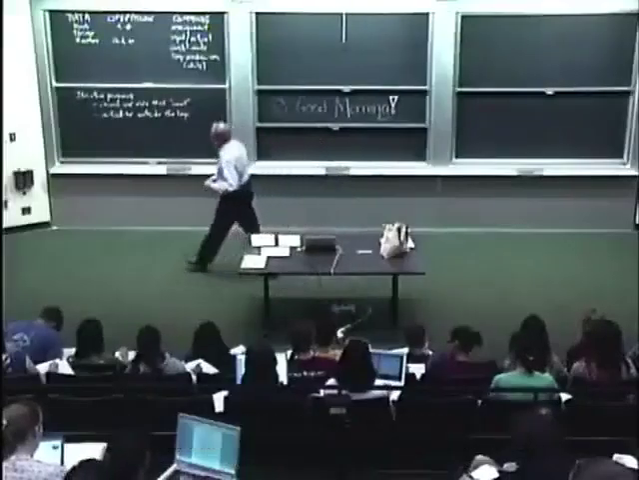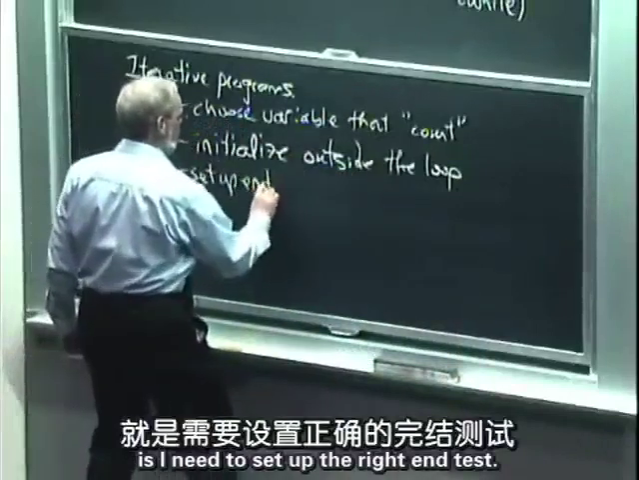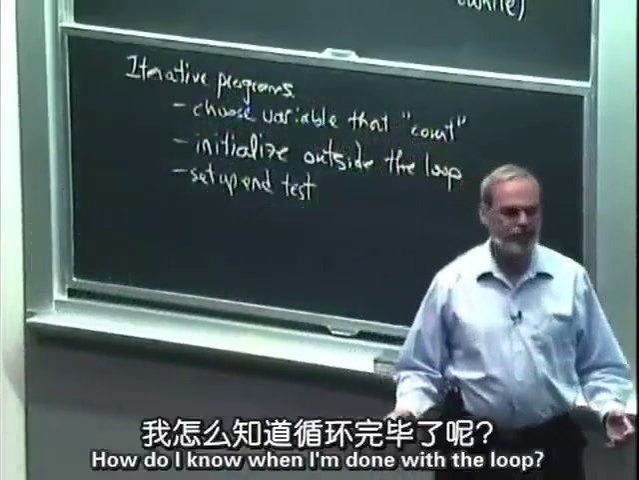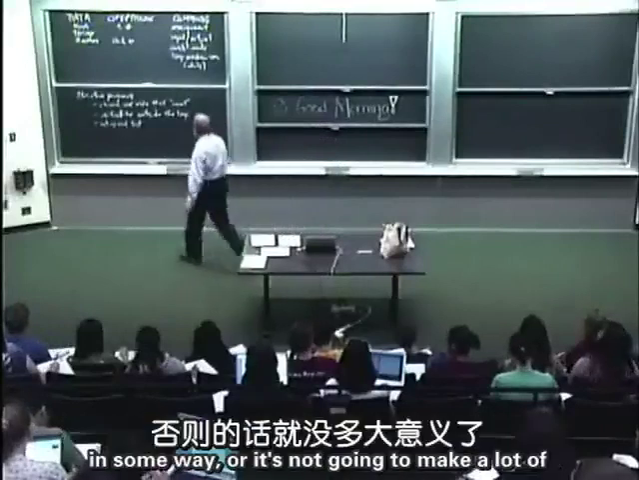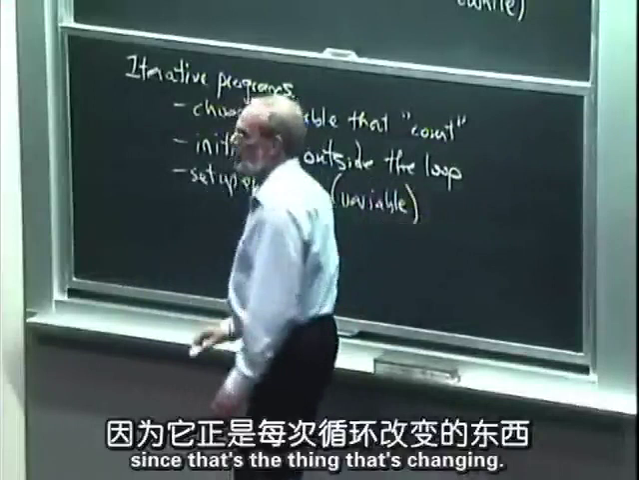The third thing I'm going to do is I need to set up the right end test. How do I know when I'm done with the loop? And obviously that ought to involve the variable in some way, or it's not going to make a lot of sense. So this includes the variable, since that's the thing that's changing.